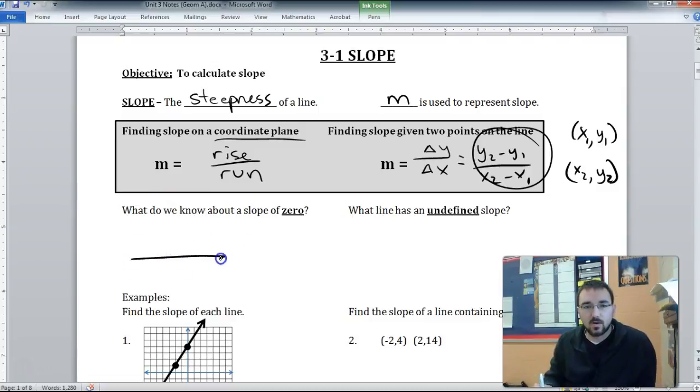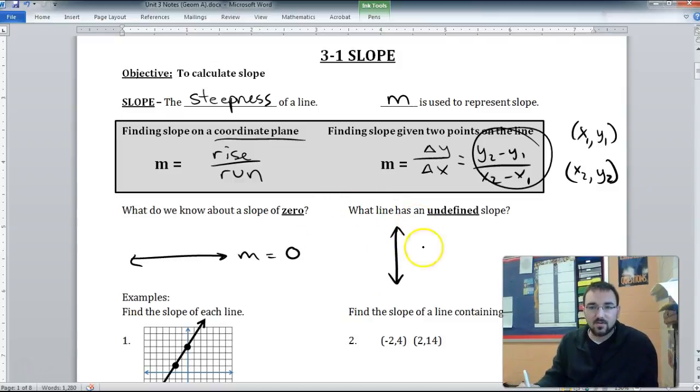The slope of 0 is going to look like this, right? It's a horizontal line. So we know that m is equal to 0. Undefined slope, that's its counterpart here. Undefined is just up and down. It doesn't cross the y-axis at all.